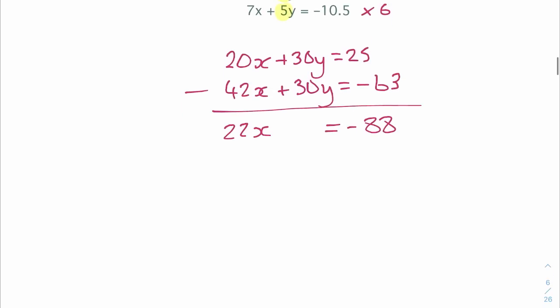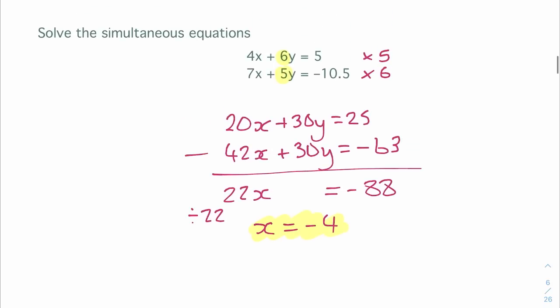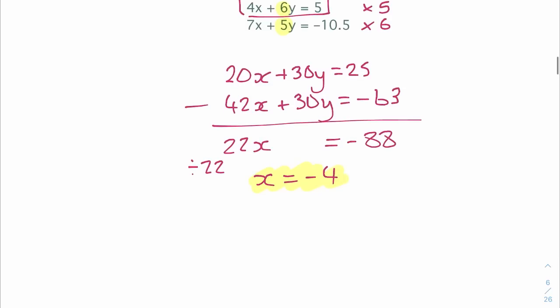So there we go. I now need to divide by 22 to get the value of 1x. So 1x is going to equal negative 4. Almost forgot to write my negative there. Negative 4. And there is the first part of the answer. To finish this off, I need to find the y value. So I'm going to pick one of those equations. I think it's probably easier if I pick this first one. So 4x plus 6y equals 5.